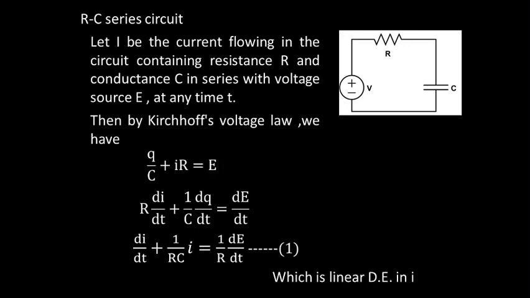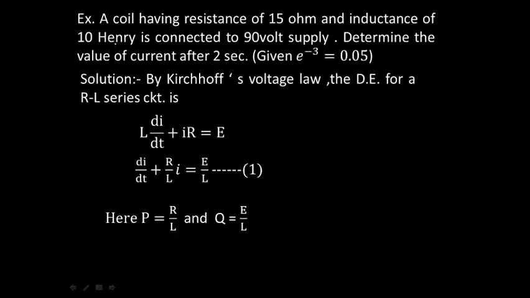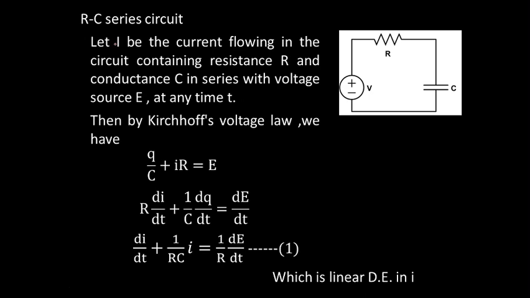So let's have the next simple circuit, that is the RC series circuit. Again, let I, this is small i, be the current flowing in the circuit containing resistance R and capacitance C in series with the voltage source at any time t. The circuit diagram is shown here.